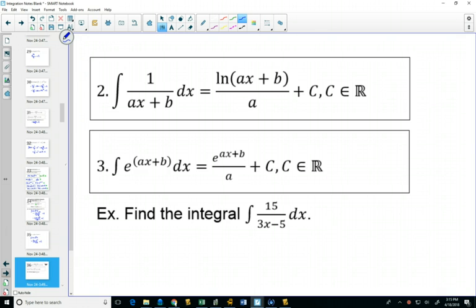Two examples here. Teach us. Oh, yeah, I think you should try them on your own. Oh, teach us.